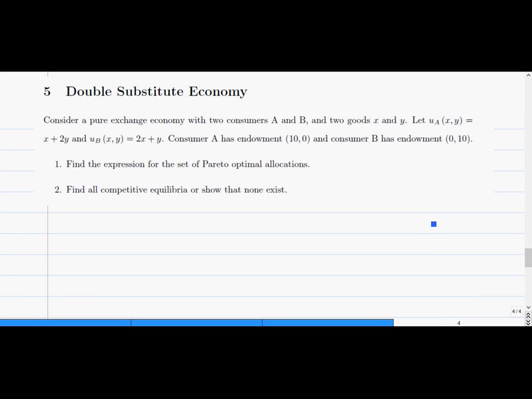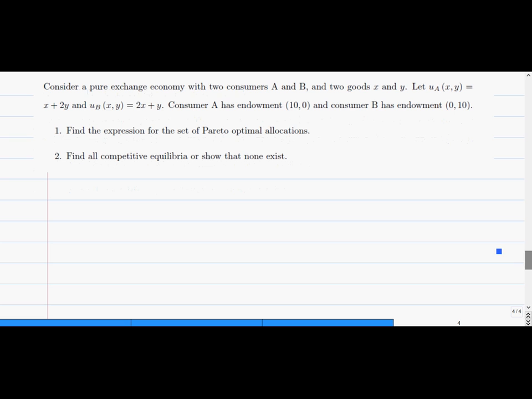So the double substitute economy is a lot harder than the double complement one because you actually need to think about what the demands are, because it's piecewise. So the first thing is we should find the Pareto set. It should be as easy as before. This time it's a square, so let's draw a square and then think about what these things look like.